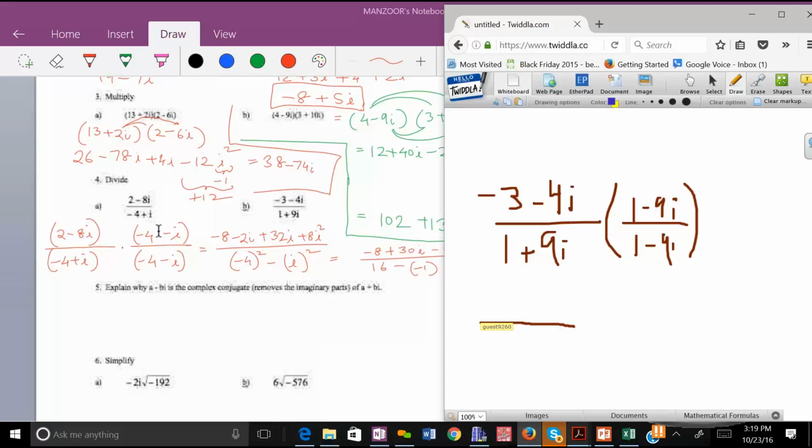Okay, so then FOIL on top. So you go negative 3. Then you do this part, and negative 4i. And then you do positive 27i.